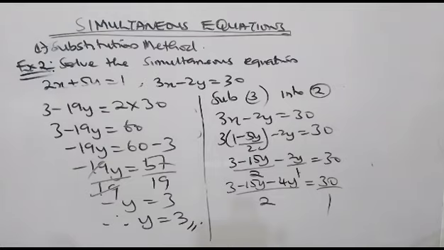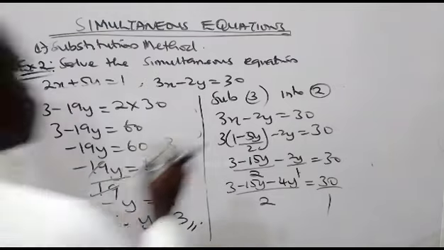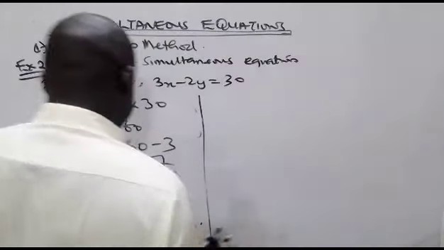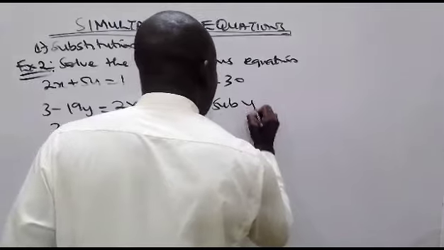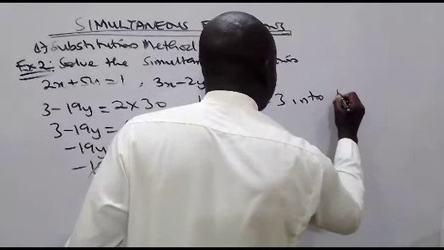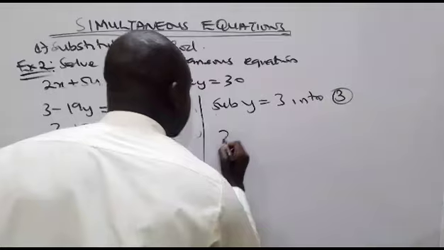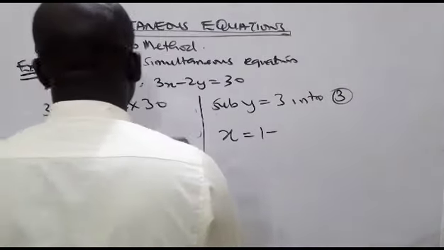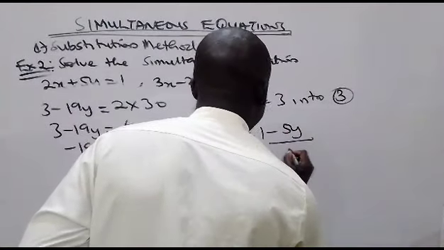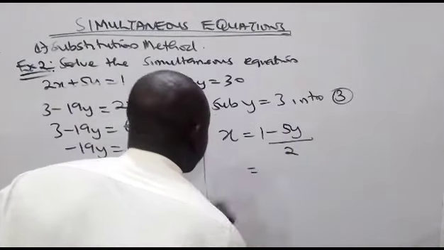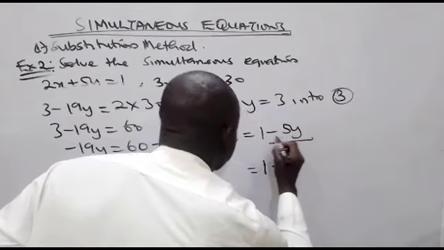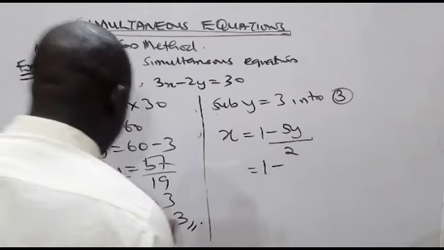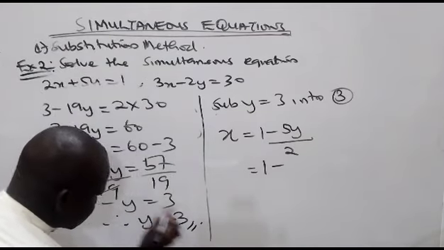We have gotten the value of y. So we now substitute back into equation 3. Since we have gotten the value of y, we now substitute y equal to minus 3 into equation 3. What is equation 3? Equation 3 is where we have x equal to (1 minus 5y) divided by 2. So here, I'm going to have 1 minus 5y divided by 2. Because minus y is 3, y will be equal to minus 3.